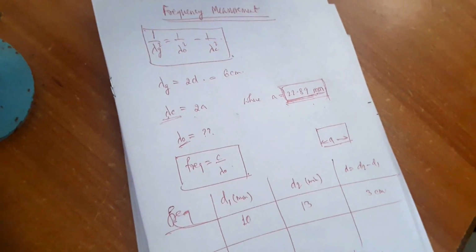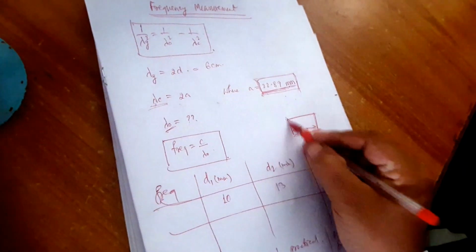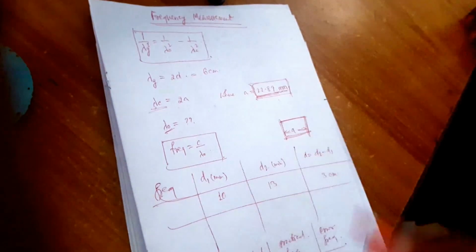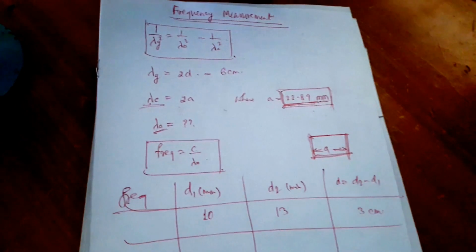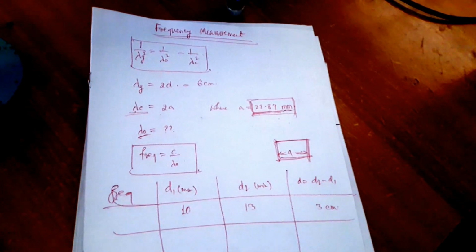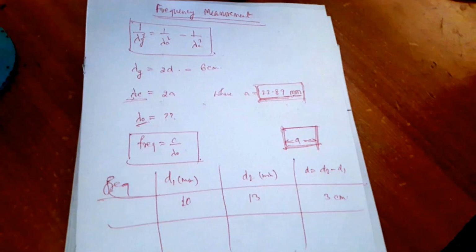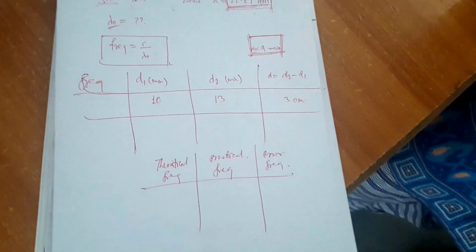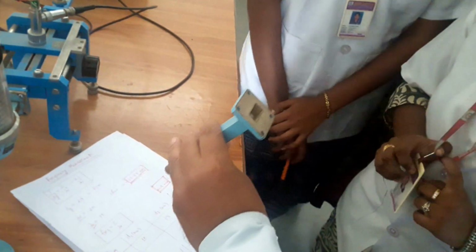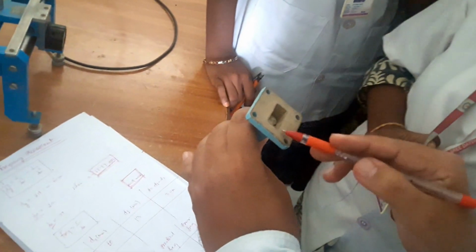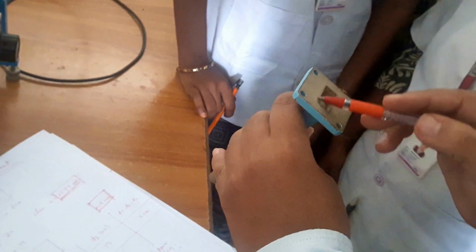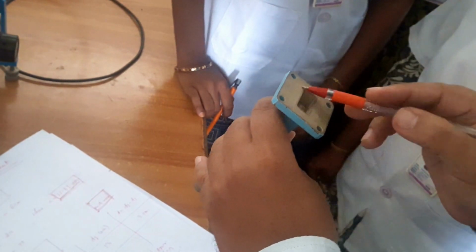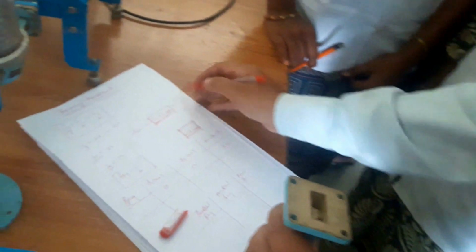This is your rectangular waveguide. In this rectangular waveguide, this is A and this is B, the length and breadth of the waveguide. A is constant.